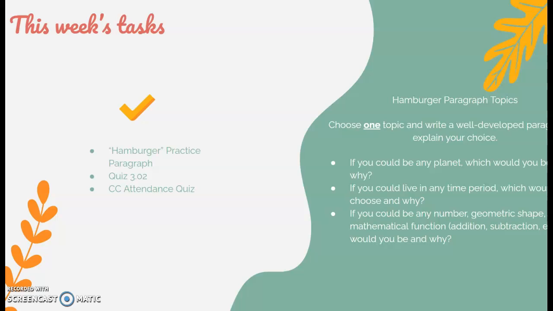So you can choose: if you could be any planet, what would you be and why? If you could live in any time period, which would you choose and why? If you could be any number, geometric shape, or mathematical function, addition, subtraction, etc., what would you be and why? You pick one of those topics and then write a well-developed paragraph explaining your choice.